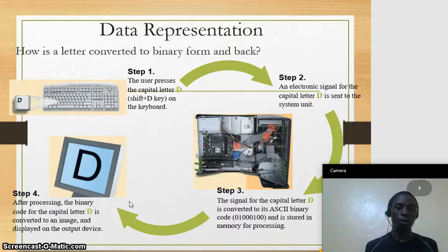Okay, so that is how data is transmitted from the computer's input device. It is processed. From being processed, it is displayed as an output.